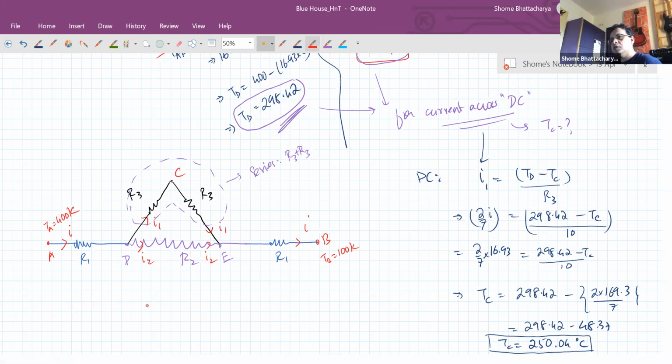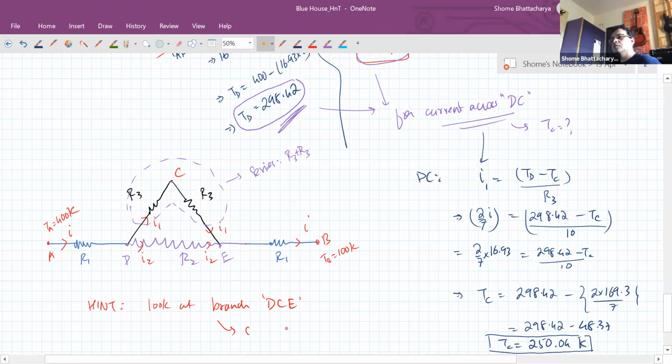So that's Kelvin, right? Yes, that is Kelvin. Temperature is given to us in Kelvin. Correct. Yeah. So the hint for my trick method is that look at the branch DCE, that triangular branch on top. And see that there is some symmetry. That is, DC has the same resistance R3 and CE has the same resistance R3. So can you make use of that symmetry and make this a little easier to solve?